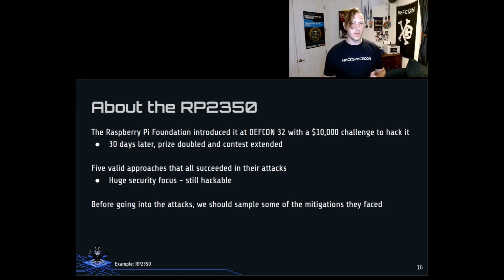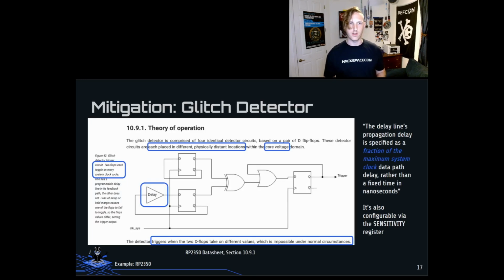By hack it, I mean the goal was to read out a 16-byte value from the embedded flash. That flash was marked as non-readable in OTP, and secure boot was enabled. Before going into the attacks, we're also going to talk about some of the mitigations that the RP2350 implements.